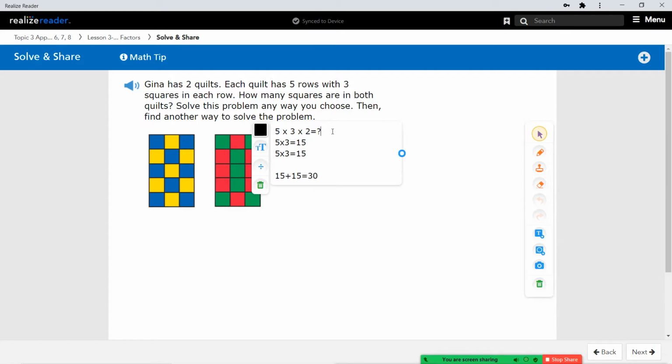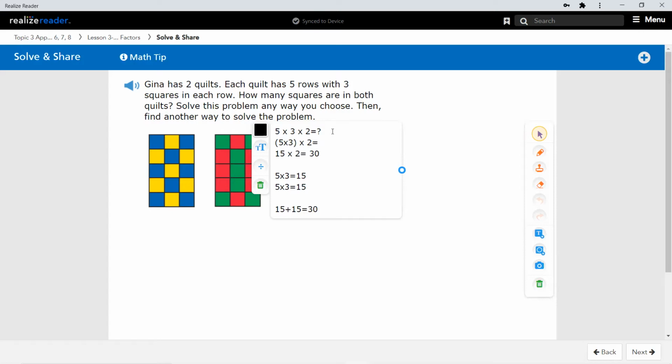Or I can do it the way that I was working on it on top. What I did on top was I did the 5 times 3. So I'm going to group those. I'm going to use my parentheses to show that that's what I'm going to do first. 5 times 3, and then multiply whatever my product here is by 2. So I know 5 times 3 was 15. 15 times 2 is what gave me 30.